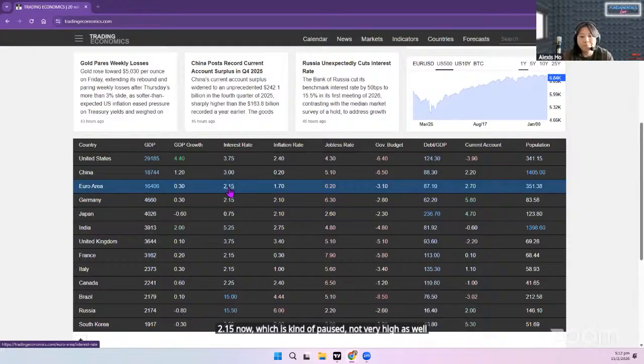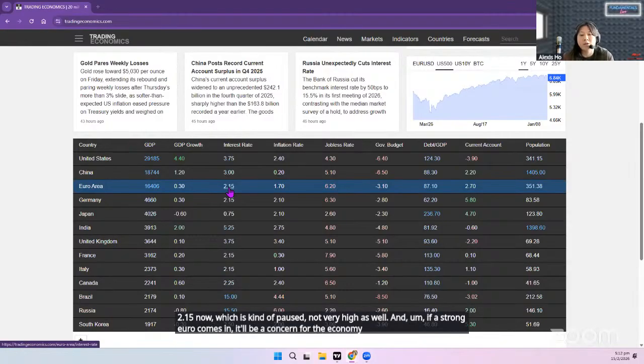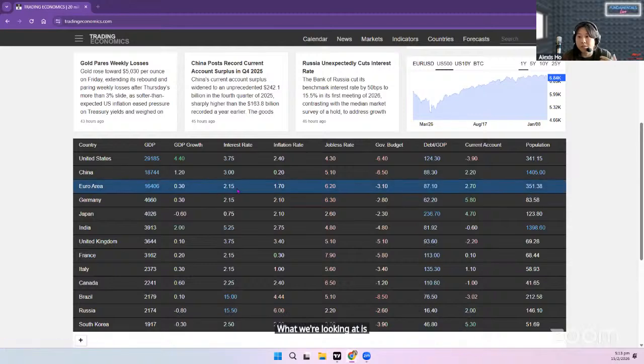And if a strong euro comes in, it'll be a concern for the economy because this economy relies heavily on exports. So things like the European cars, like the German cars or French luxury items, things that are more expensive for foreign buyers. So what we're looking at is where the policies for the Europe region will go moving forward.